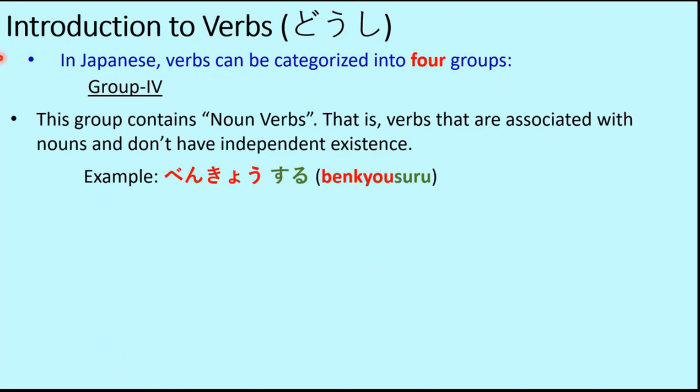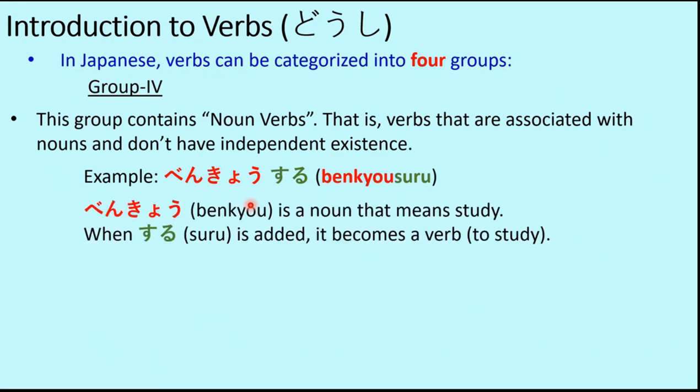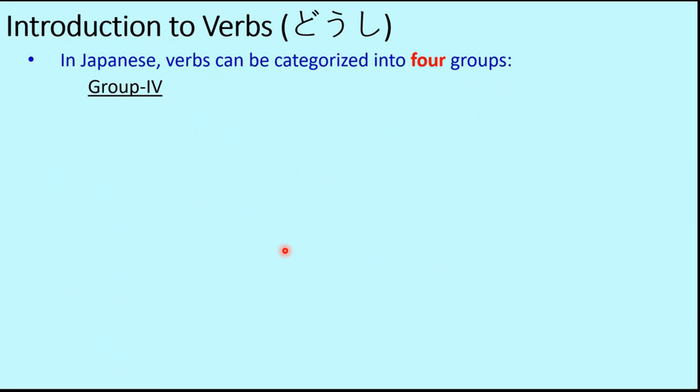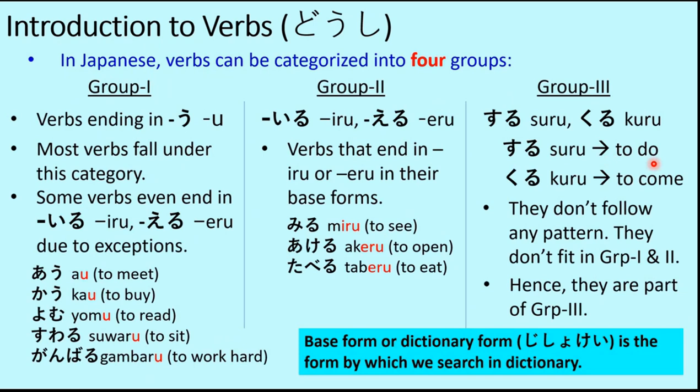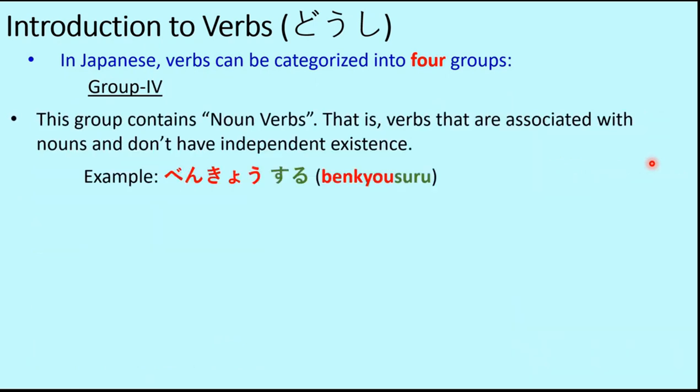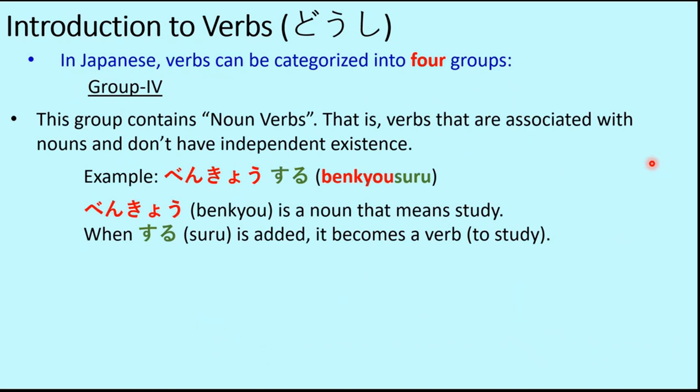Benkyo suru. Here benkyo is the noun, and the addition of suru makes it a verb. Suru is the verb as we saw in category 3, and benkyo is the noun. The meaning of benkyo is study, and when suru is added it becomes to study. We saw in this slide that suru means to do, so to do here is to study. So benkyo is the noun study, whereas benkyo suru is the verb to study.